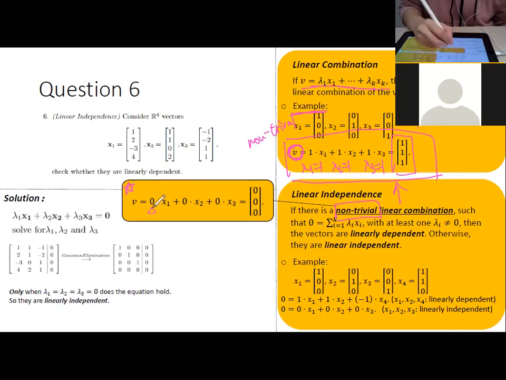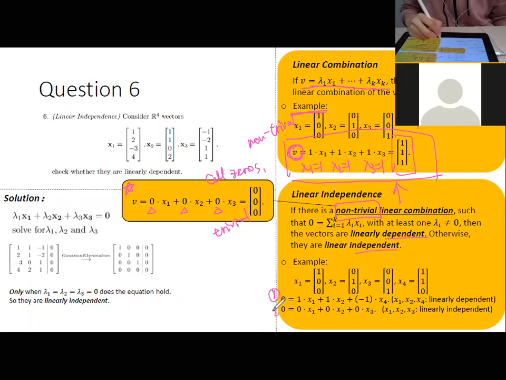We can see lambda 1, lambda 2, lambda 3 here are all 0. All the elements are 0. According to the trivial, non-trivial definition, they are trivial. So they are trivial linear combinations. I think it's easy to follow. And then we move to the independent and dependent.